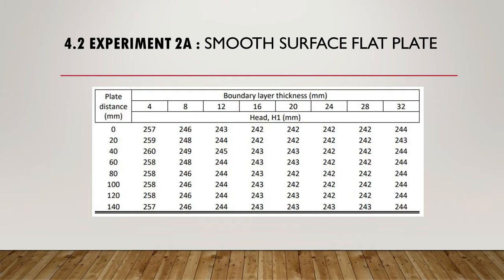So next I will talk about experiment 2A, which is the smooth surface flat plate, and we will be using plate distances from 0 in increments of 20 millimeter until 140 millimeter, with a boundary layer thickness of 4 until 32 millimeter, with a varying difference of 4 millimeters. And this is the data collected.